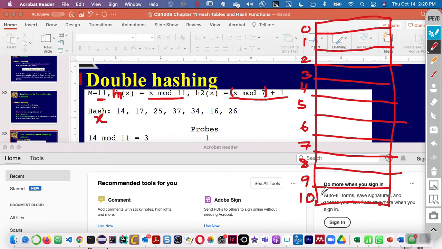So since this is double hashing, try it yourself. Don't look at my book. Don't look at the slide. Try yourself. The slide is up.